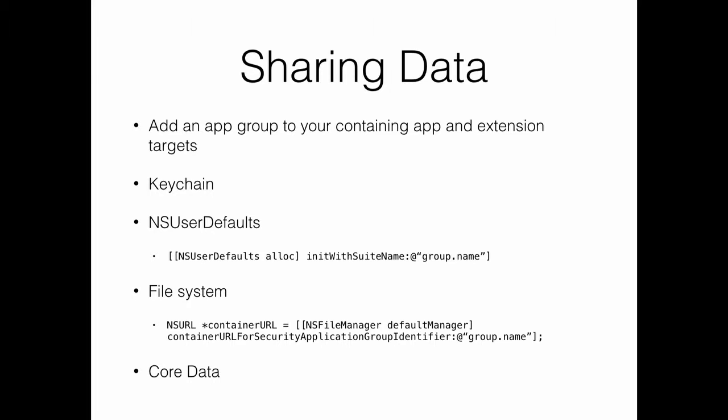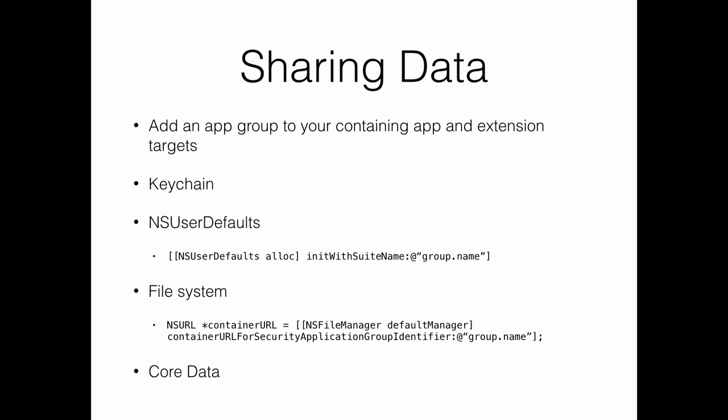This is much better, I think, than suite name, but it's not. Suite name's a lot shorter. Anyway, you still pass in the same information. It's that group name. And so now you have a URL that's pointing to that secured location. If you put in a group name that you don't have access to, obviously you're not going to get back a valid URL. You're going to get a nil.